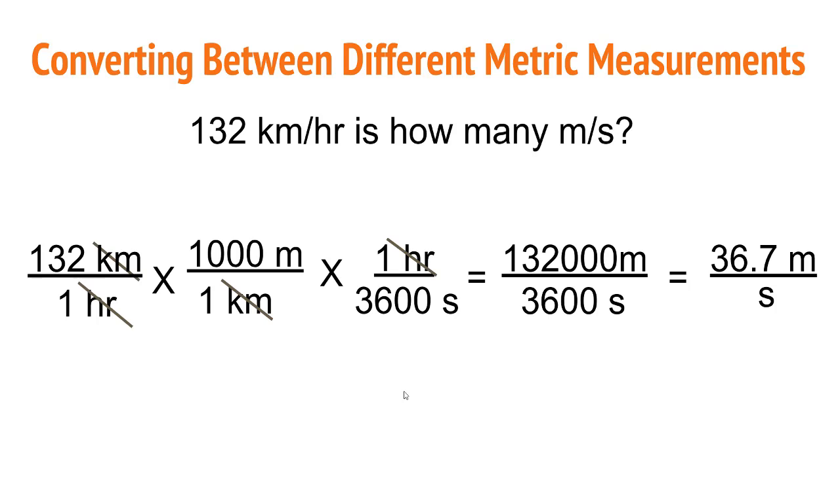Okay, well there you have it. That's how to do these basic conversions of metric measurements. Sometimes you get the basic conversion, say how many meters are in this many kilometers, all the way up to sometimes you get these double conversions where you've got kilometers per hour and you've got to convert it to meters per second.